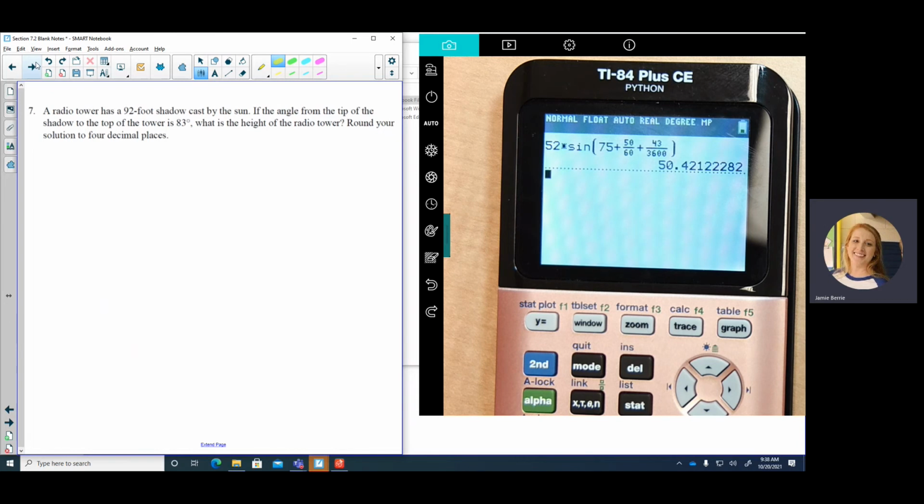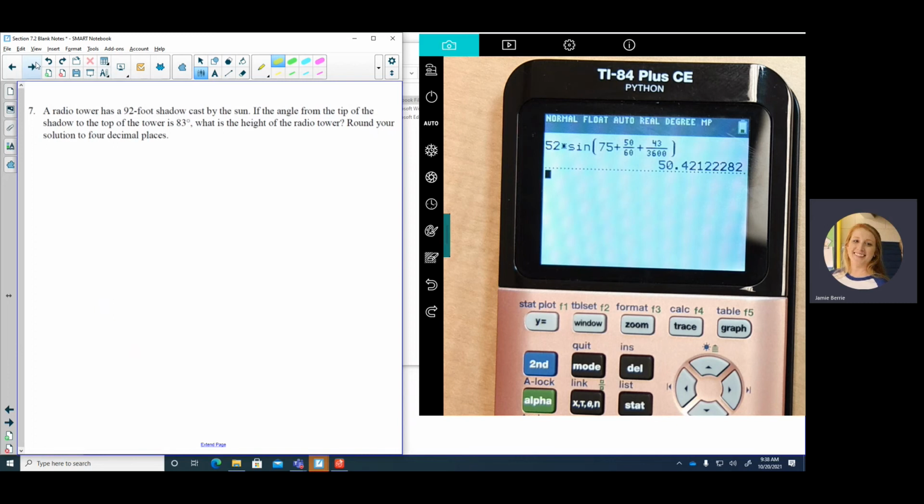All right, so we have a radio tower that has a 92-foot shadow cast by the sun. If the angle from the tip of the shadow to the top of the tower is 83 degrees, what is the height of the radio tower? Round your solution to 4 decimal places.